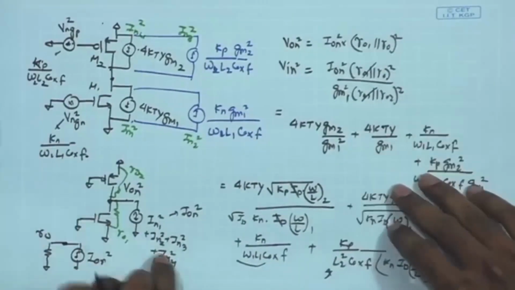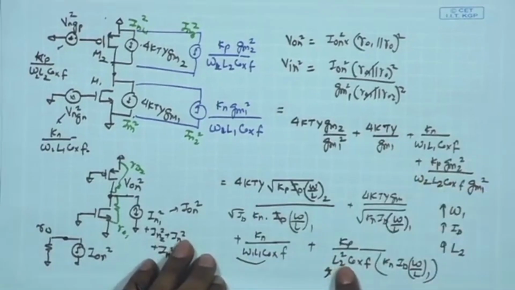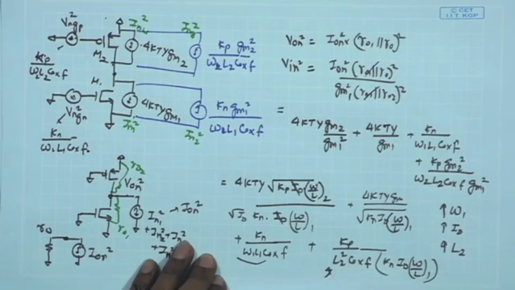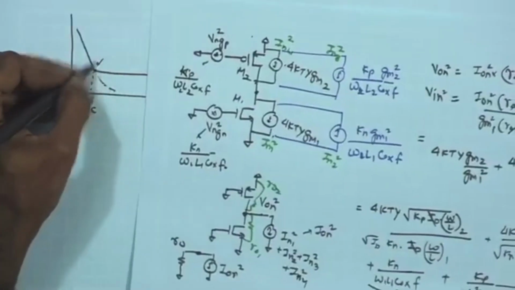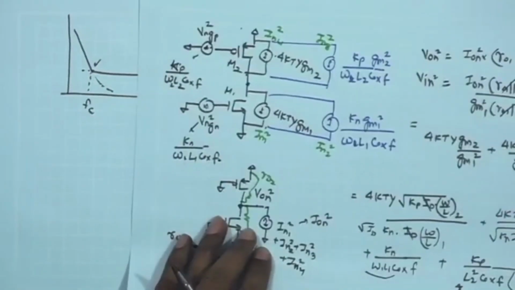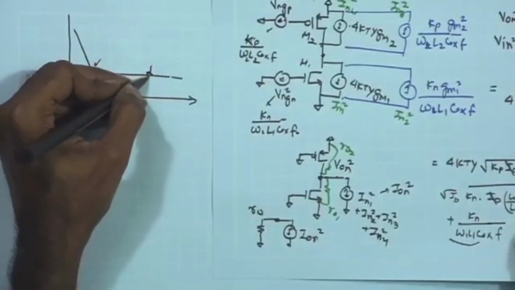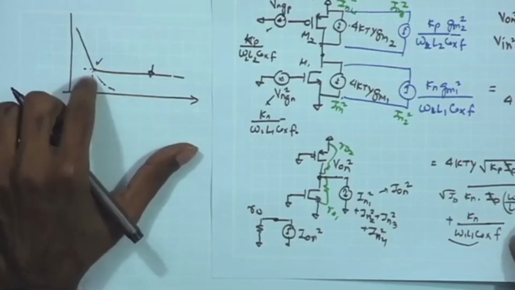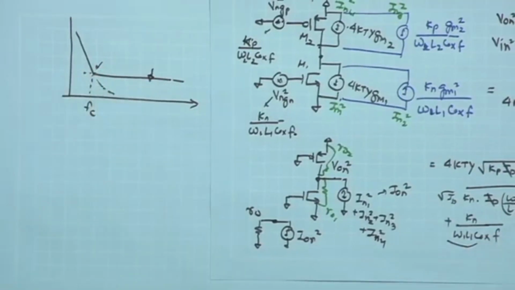Likewise, if I look at the 1 upon F terms, having a larger W by L ratio of the first transistor and also having a larger L2 term is going to help us in minimizing the contribution of the 1 upon F noise term and push this frequency towards lower values. So these are the two considerations we need to make while arriving at the design: minimizing the white noise floor and trying to suppress this corner frequency to a lower value.